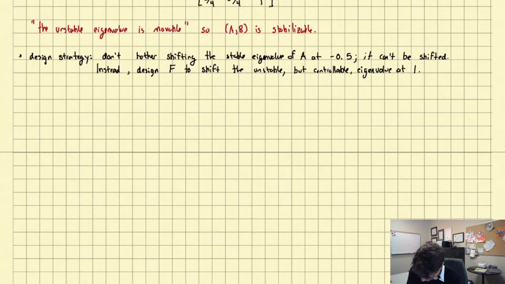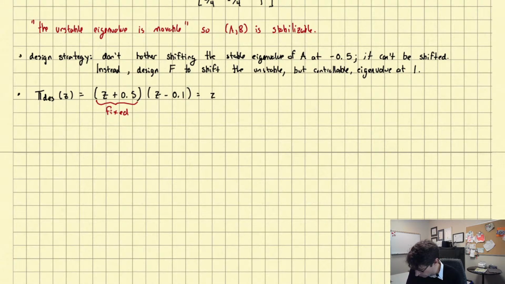Okay, so that's the one that can't be moved at negative 0.5. And I think I've got a typo here. Z minus 0.1. Okay, so this one can't be moved. So this is fixed. Okay, when I multiply it out, I get some desired characteristic polynomial.